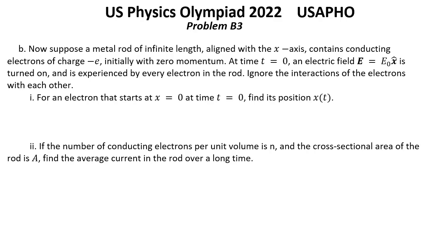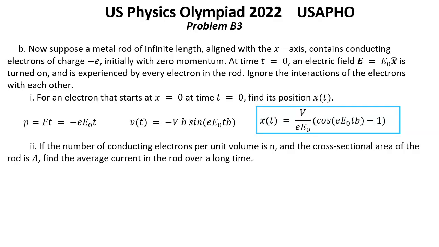First, for an electron that starts at x equals 0 at time t equals 0, find its position x as a function of time t. Solution. The momentum is force F multiplied by time t, which is negative e E0 t. So using the result of part A1, we have v as a function of t equal to this expression. Integrating both parts, we have x as a function of t equal to this expression, which is the solution for the first question.